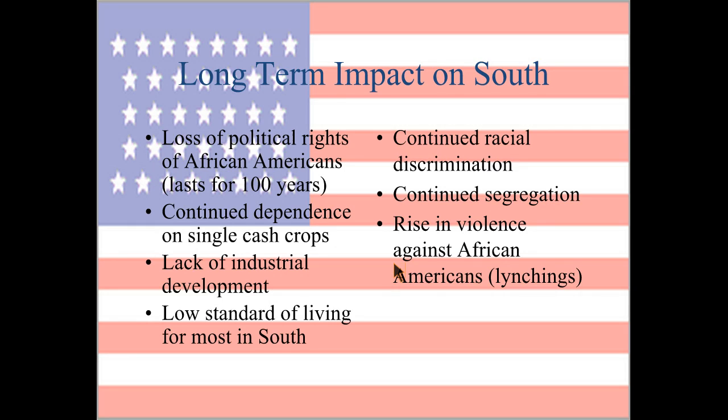You're going to have the South continuing to depend on single cash crops like tobacco and cotton. You're going to have a lack of industrial development in the South, a low standard of living for most people in the South, continued racial discrimination, continued segregation, and a rise in violence against African Americans. And we went over lynchings yesterday, but make sure you write beside the word lynching that it just means hanging. So that's when they are hanged.